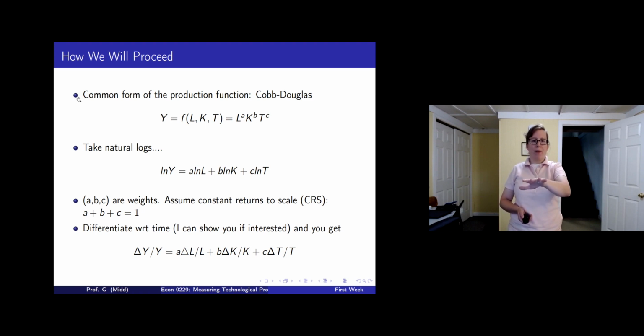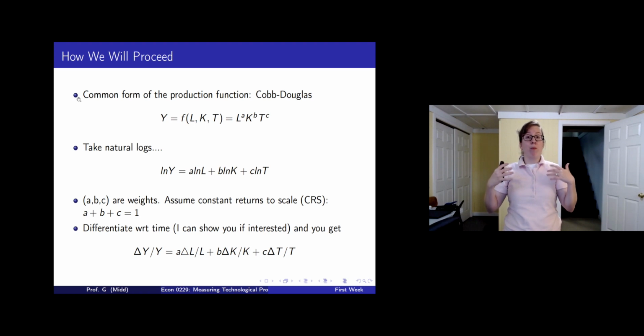But if you take a look here, we've got some elements, like we know about output and the inputs, but what are these A, B, and C? We're going to call these weights. And we'll impose a pretty common assumption, which is constant returns to scale, in which case these weights all add up to 1. By the way, if you're interested, I can show you how to do this.